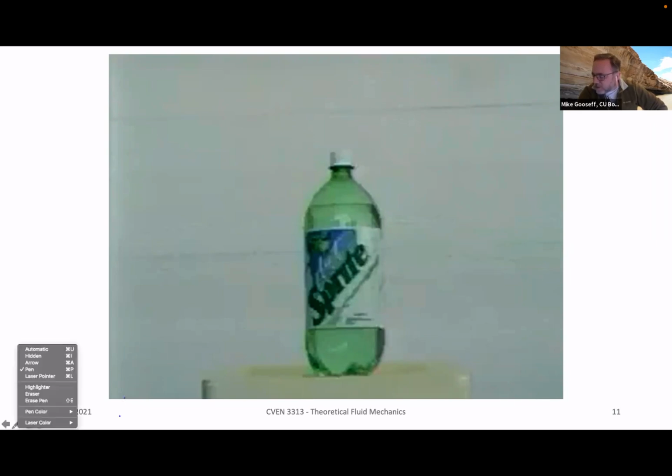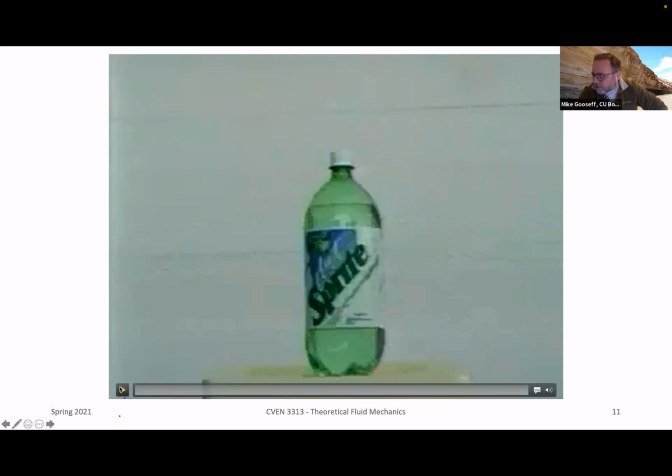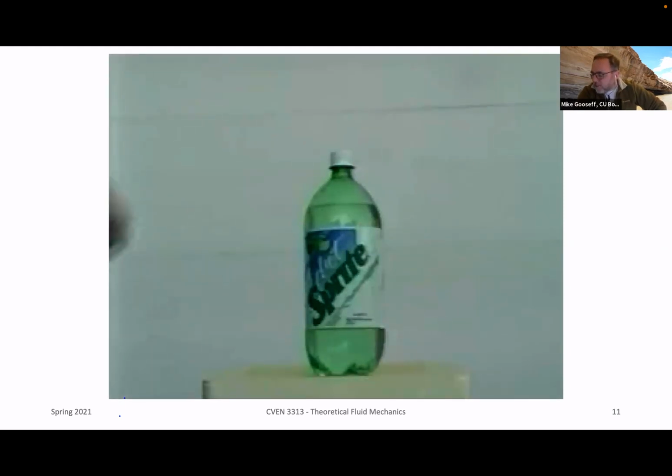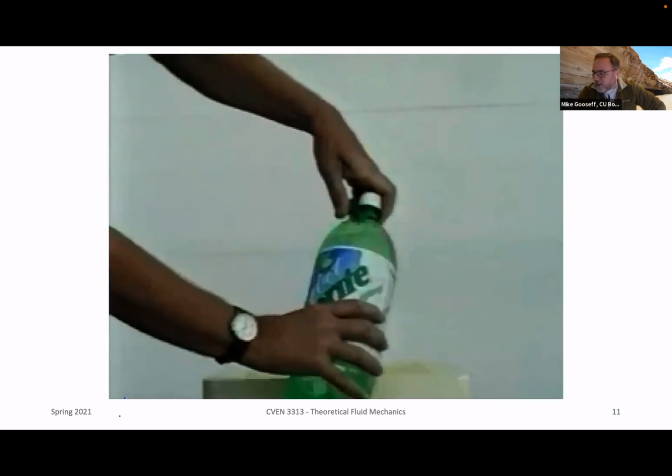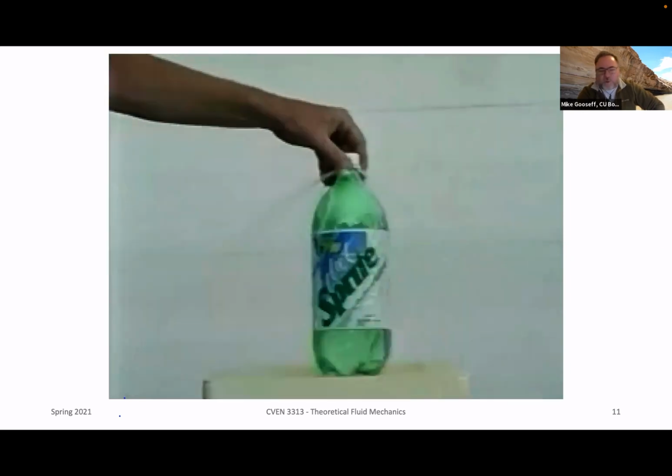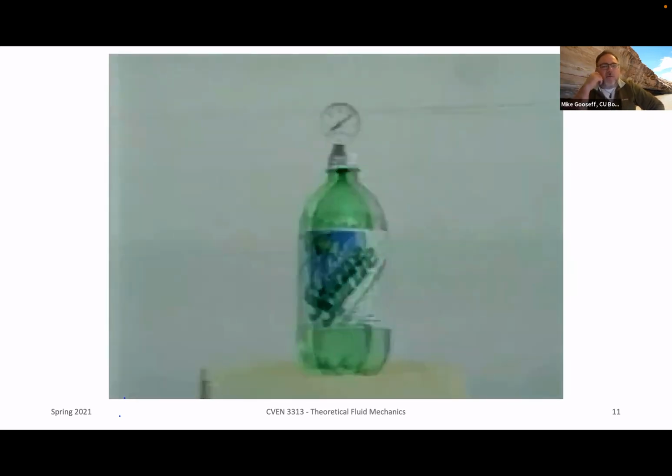What do I need to do? I need to get out of arrow mode. There we go. Okay, so let's go ahead and watch this video. So here's a Sprite bottle, 2-liter bottle. So there's supposedly 2 liters of fluid in there. We see someone open it and there's a lot of pressure, so it comes out all over, right?